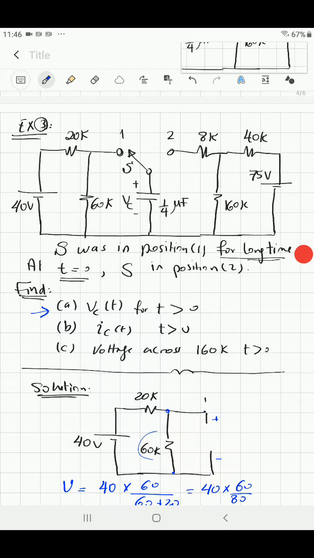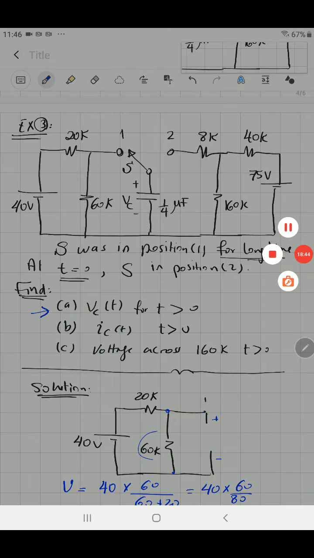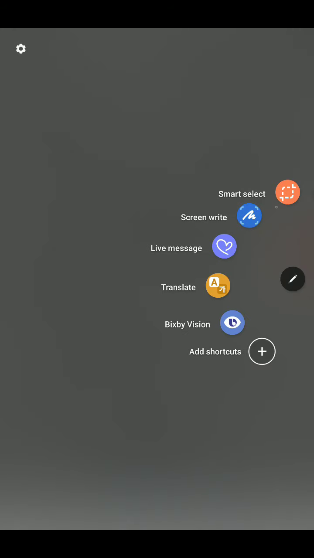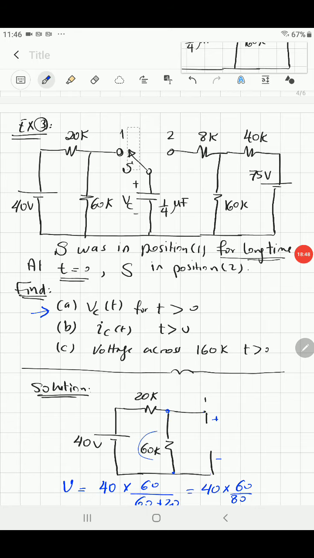Oh. That's wrong. I have to take another one. Oh man. Okay, that's the right one.